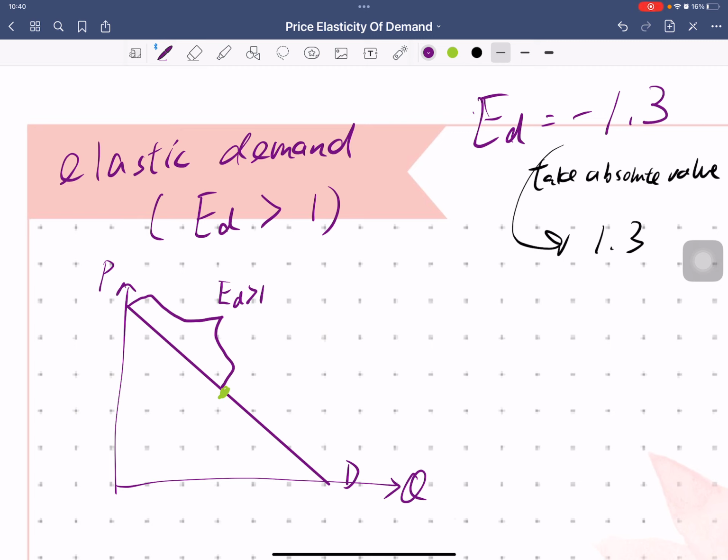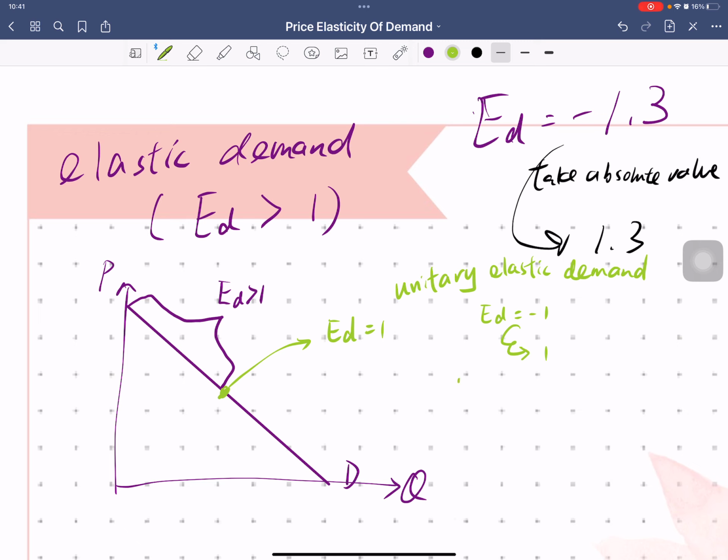There are still more. We can take a look at this part. At this point, we will know that the price elasticity of demand will be equal to 1. So after you've done the calculation, you will get, for example, the price elasticity of demand equals to negative 1. After you take the absolute value, we know that it is 1. So when the price elasticity of demand is equal to 1, we call it unitary elastic demand.